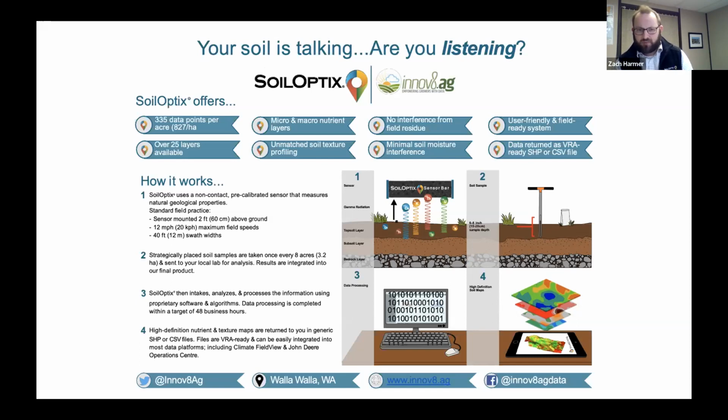The sensor component is obviously very important. It's what tells us the soil variability across the field. But the second step is probably just as important, if not more important to some degree, and that's the soil sampling part. This brings in what Wade was discussing with respect to accurate soil sampling.